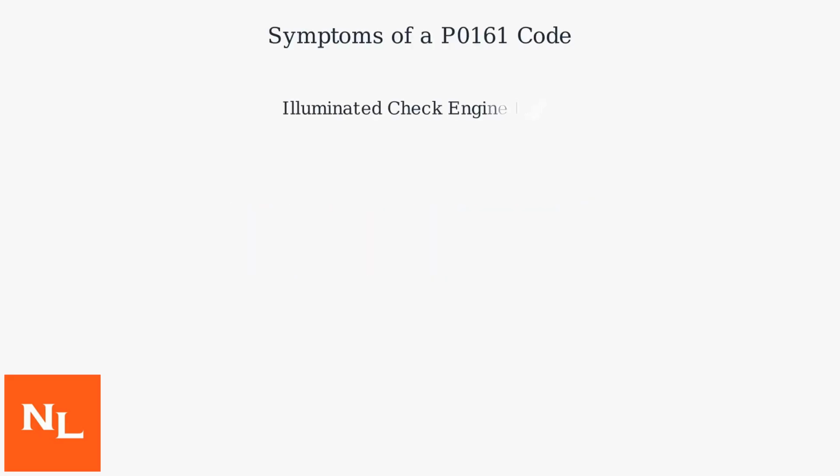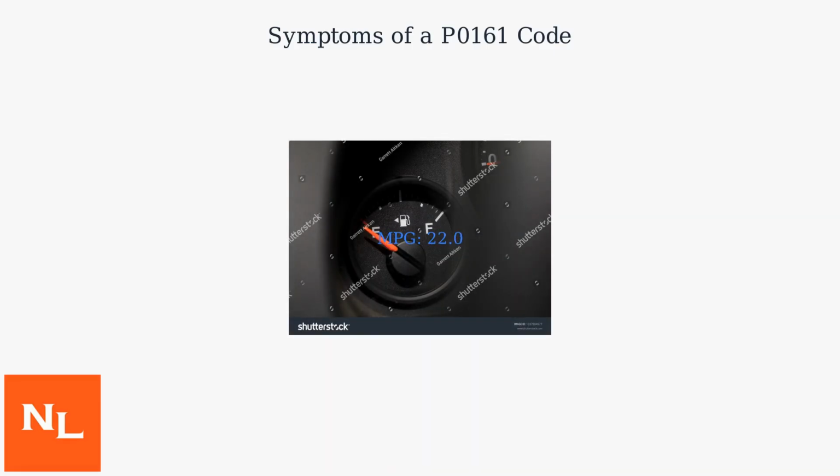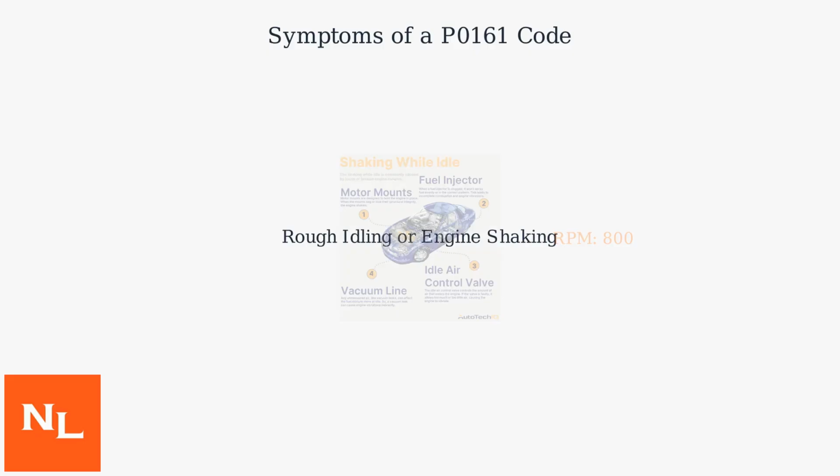The P0161 code often triggers an illuminated check engine light on your dashboard, alerting you to a potential issue with the oxygen sensor heater circuit. Poor fuel economy is another common symptom, as the malfunctioning sensor affects the engine's ability to optimize the air-fuel mixture. You might notice your vehicle requiring more frequent refueling. Rough idling or engine shaking can occur, particularly at low speeds or when the vehicle is stopped.